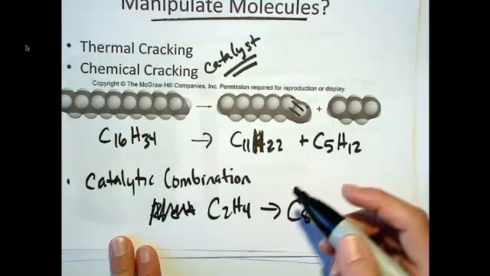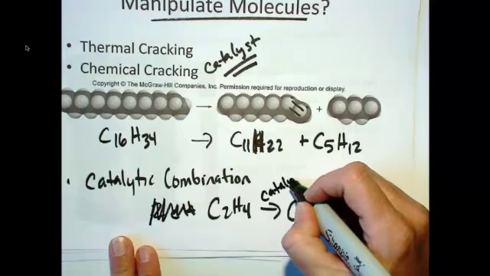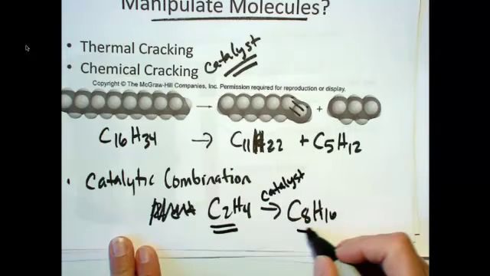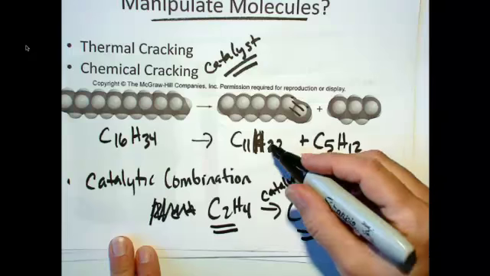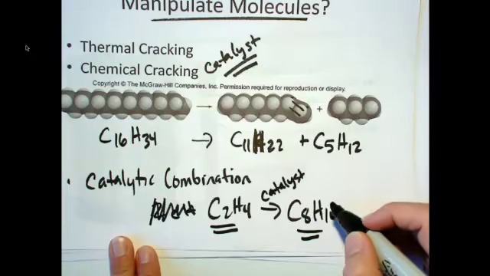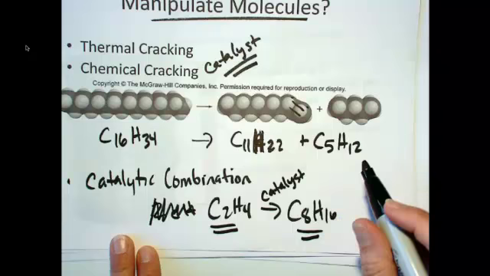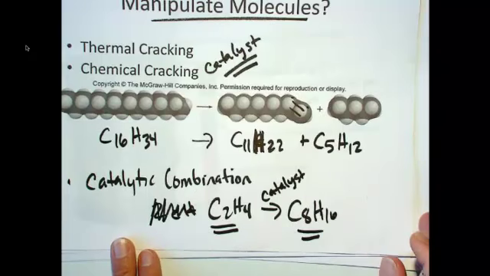And this is catalytic combination. In the presence of a catalyst, they'll take some of the smaller ones and make them bigger, C8H18, that's octane. Okay, so this is in the range of gasoline size, this is gasoline size, and this is gasoline size. So there's all different things going on at those refineries.